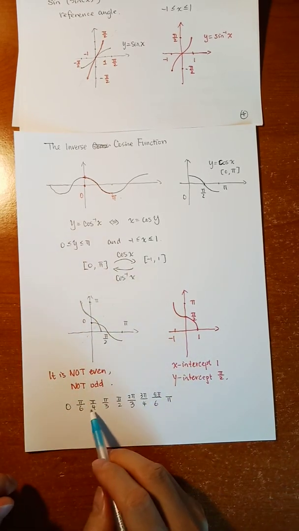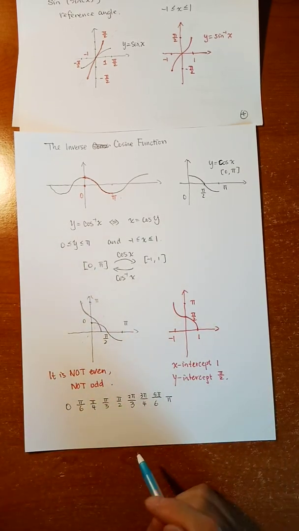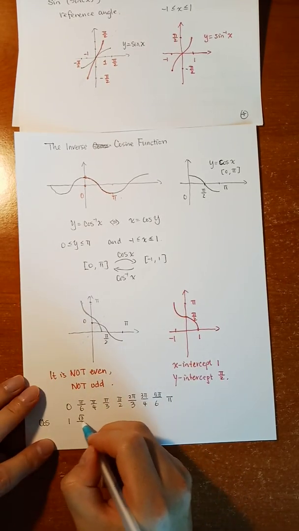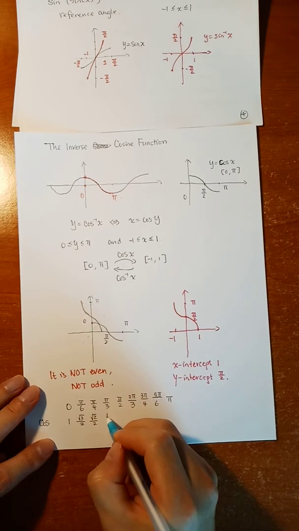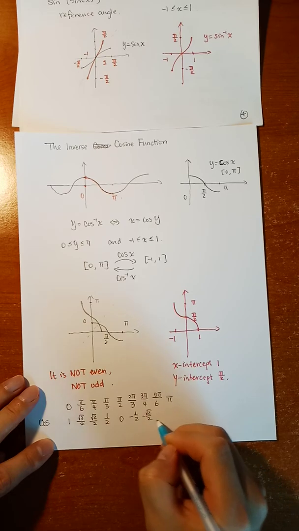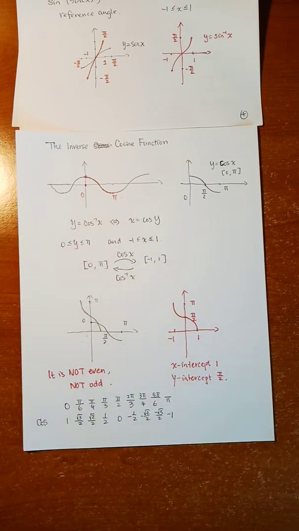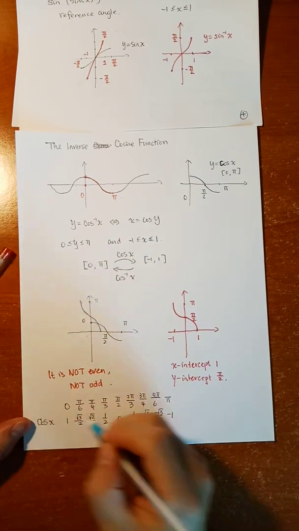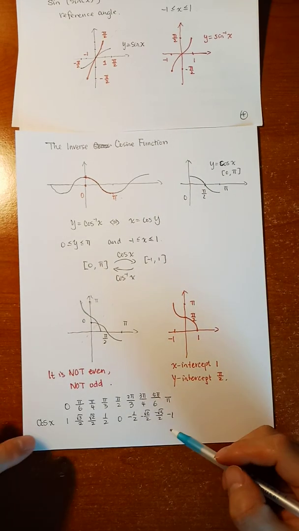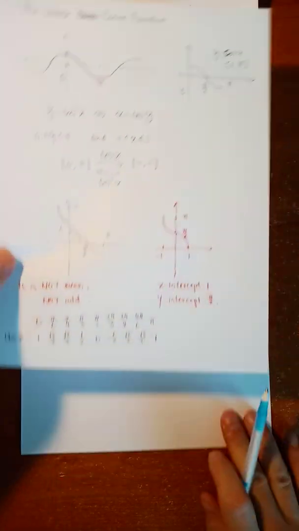5 pi over 6. So 6, 4, 3, 2, 3, 4, 6. It's symmetric. And the cosine will be 1, root 3 over 2, root 2 over 2, 1 half, 0. Then you get negative 1 half, negative root 2 over 2, negative root 3 over 2, and negative 1. It's also symmetric. This is for the cosine. If you want to get the evaluation table for the inverse, you just read from the second row and then you get the corresponding value for the first row.